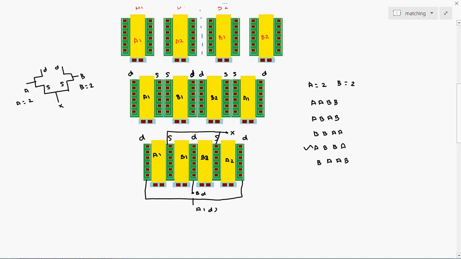These are all the patterns we have for an interdigitization based pattern. Whenever there is a current related problem, we should go with the interdigitization based pattern. And now we are going for a common centroid based pattern. So now we have to handle the common centroid based pattern. Whenever, as I said, VGS or VT are constrained, we have to go for a common centroid based pattern.